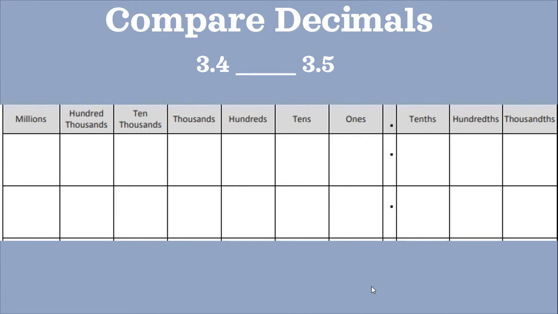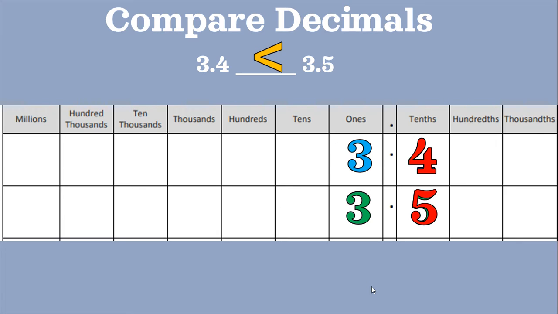We're going to start by having our place value chart and inserting the numbers 3 and 4/10 and 3 and 5/10. In these numbers, our biggest place value is the ones place. So we're going to start comparing the 3s in the ones place. Both numbers have a 3 in the ones place, so we're going to move on to the tenths place. In the first number, there's a 4 in the tenths place, and in the second number, there's a 5 in the tenths place. 5/10 is bigger than 4/10, so 3 and 5/10 is bigger than 3 and 4/10. Notice the sign is opening up to the bigger number.